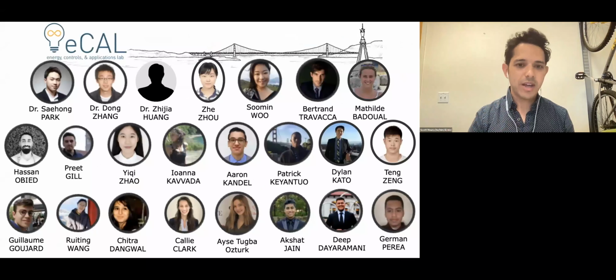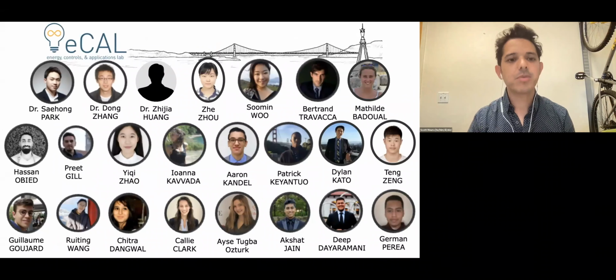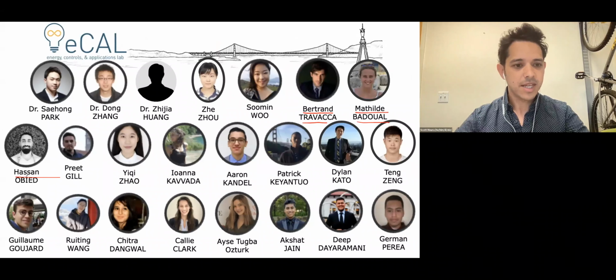Let me also introduce my group. It is somewhere between 25 and 30 people. And one thing I'm quite proud of, but we still need to work harder on, is making it a diverse and inclusive group. And I want to highlight that you're going to see some work by Bertrand Travacco, who's graduating right now, Mathilde Badawal, who will graduate within the next year or so, Hassan Obiad, and Teng Zhang. You'll also see some work from undergraduates and master's students, Akshat, Deep, and Erman.